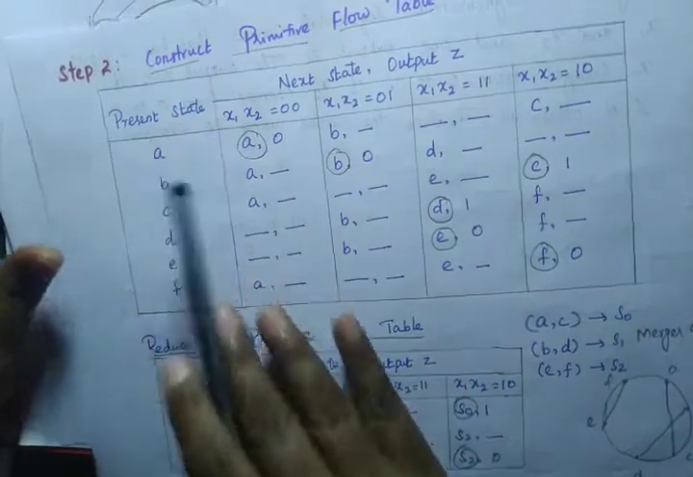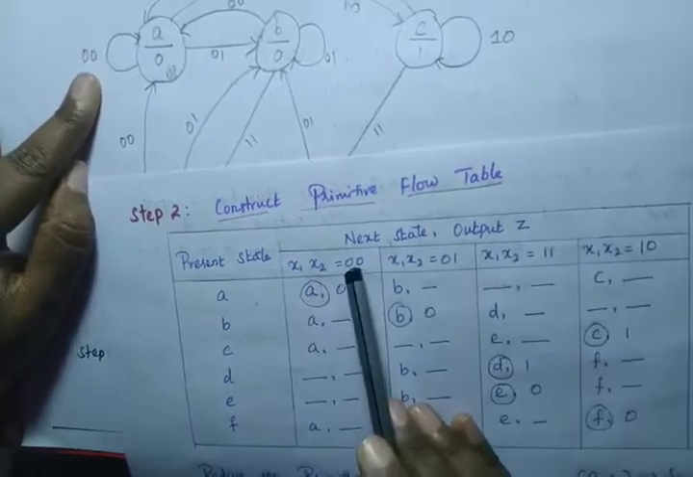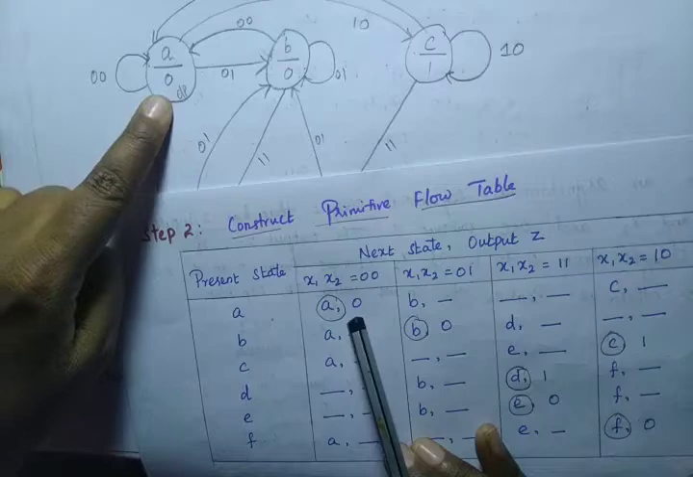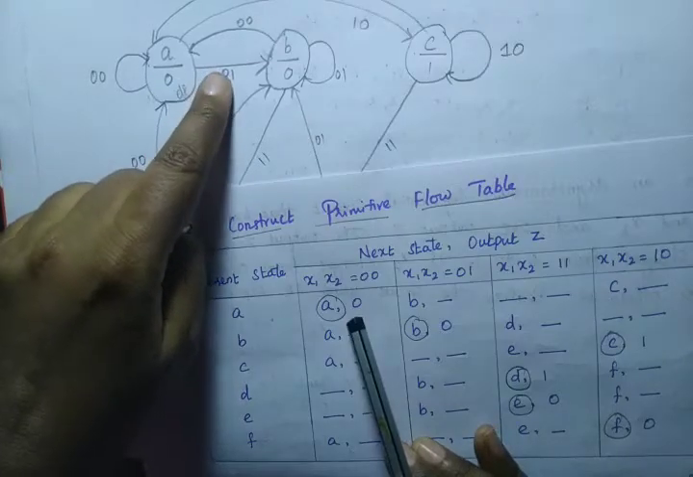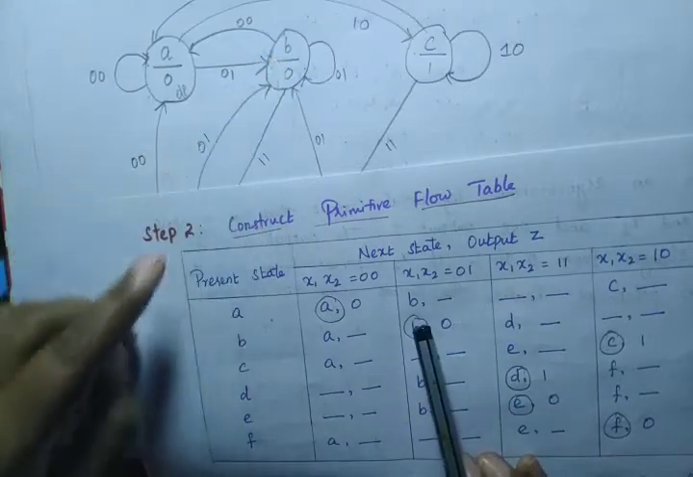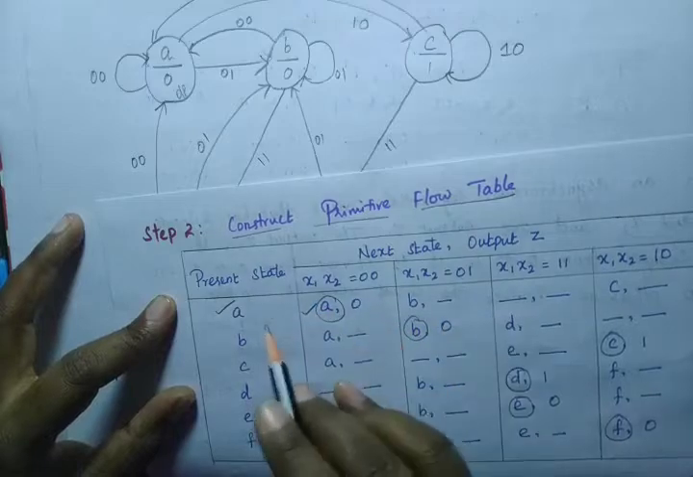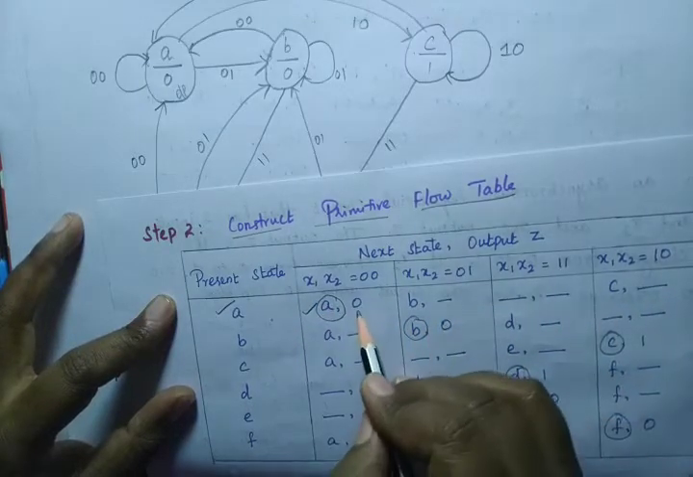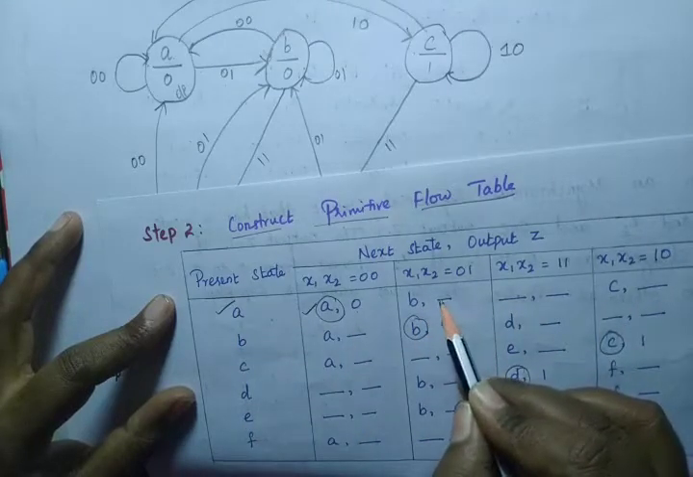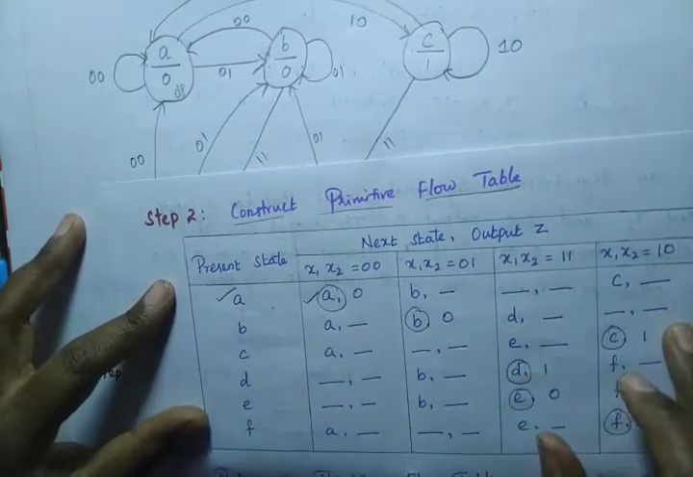Now check here, A, when it is 0 0, remains in the same state and the output for this is 0. A, when it is 0 1, moves to B. And here listen, if the present state is A, then we must get only A, then only we have to write the outputs. If we get some other state instead of this A, then we should not represent output. We must represent it as dash. That is what we did here.